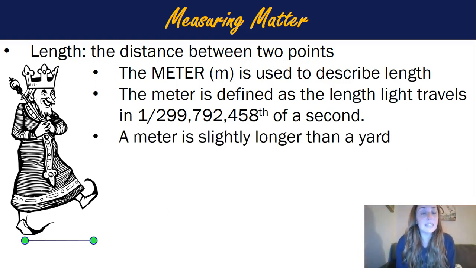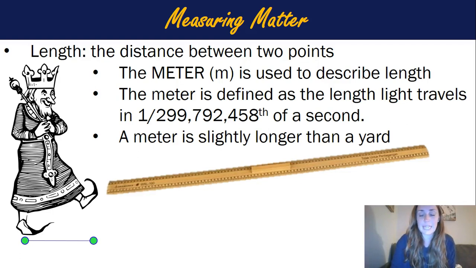A meter stick is slightly longer than a yard. So a yard is 3 feet. You've probably seen a yardstick before. This is a little bit longer. It looks like this. And if you look at a meter stick, it's divided into 100 pieces.